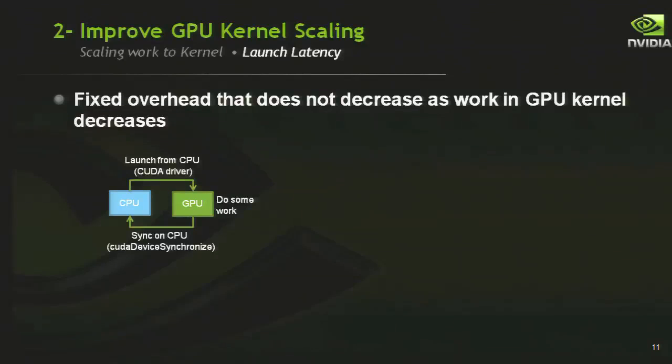So here's the most obvious example. I have a CPU, it launches a GPU kernel, the GPU kernel does some work, and then the CPU forces a synchronization with the GPU. And let's assume that our GPU kernel actually isn't doing anything. So in that case, the launch is 11 microseconds.